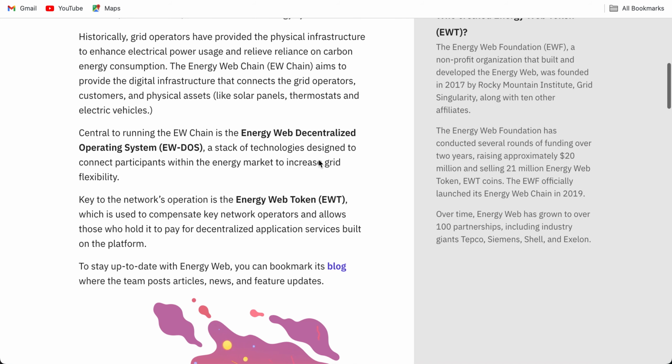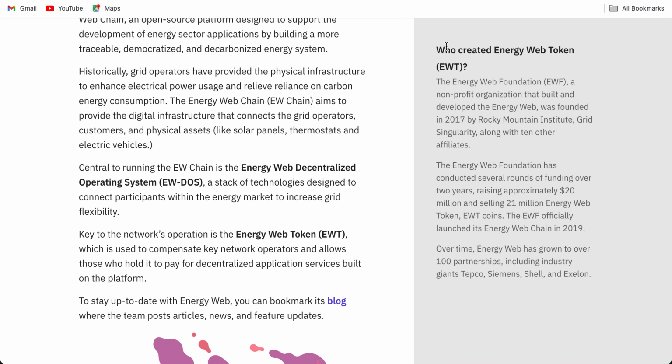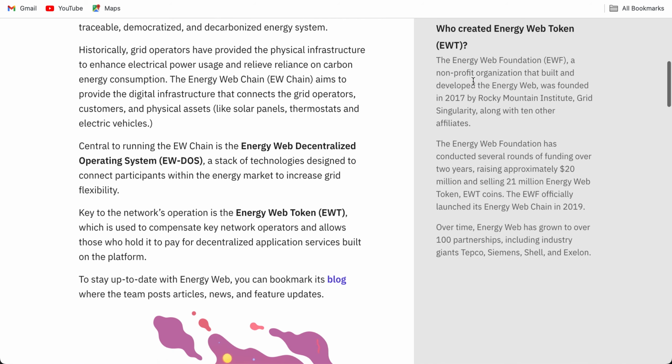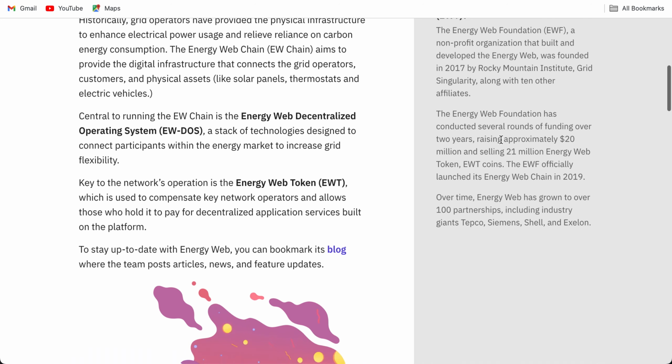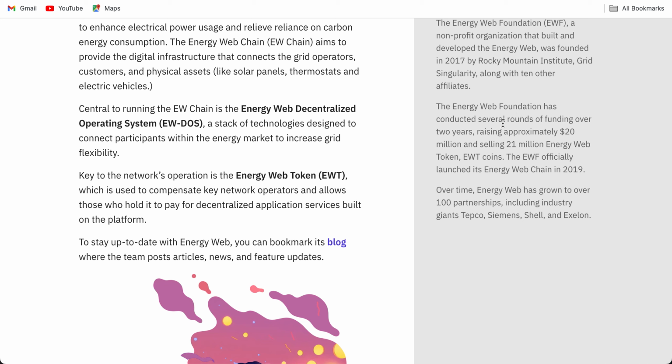And guys, this is who created Energy Web Token. The Energy Web Foundation (EWF), a non-profit organization that built and developed the Energy Web, was founded in 2017 by Rocky Mountain Institute, Grid Singularity, along with 10 other affiliates. The Energy Web Foundation has conducted several rounds of funding over 2 years, raising approximately $20 million and selling 21 million Energy Web Token EWT coins.